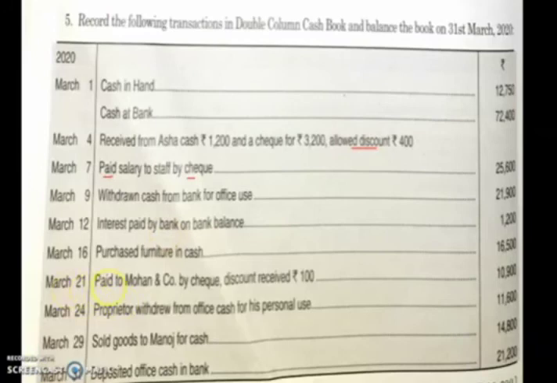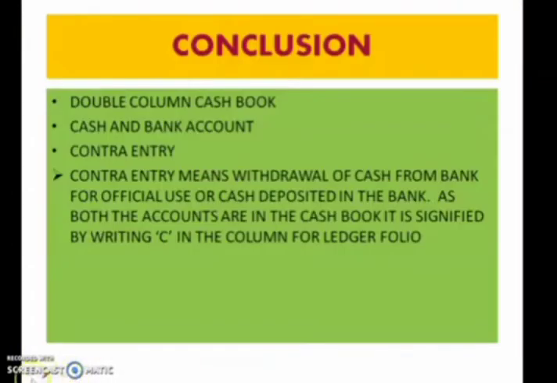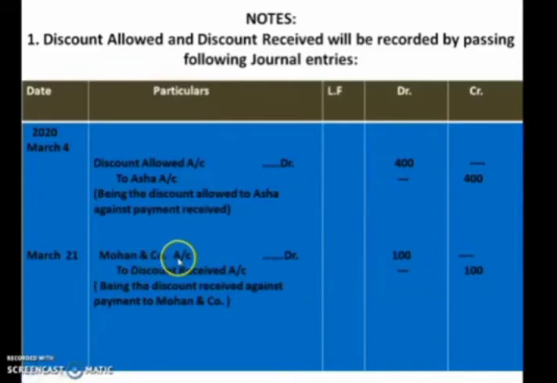on March 21st. Paid to Mohan and company by check, discount received 100. So you have paid Mohan by check and you have received discount 100. So as I told you, whenever there is an entry for discount received or discount allowed, you have to show it under journal proper, that is journal entry. Okay, so let us see. Mohan account debited 100 to discount received account 100.